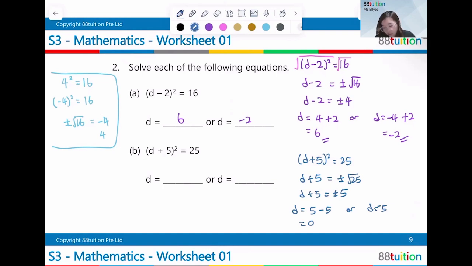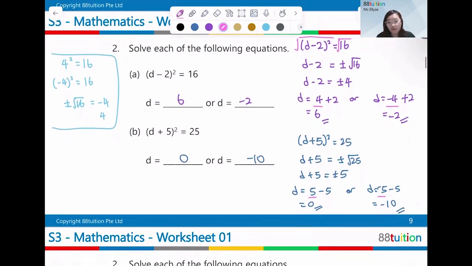So -5, -5 again. Okay, then this I will get a -10. So I'll have 0 and -10 here. Same as just now, whenever you have a plus minus, you have a 4 and a -4. Then for this guy, I have a 5 and a -5. So one is positive, one is negative. So you just bring the other number over to the other side to solve them.